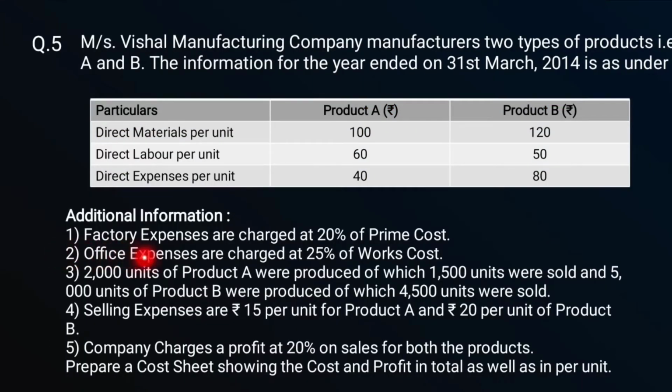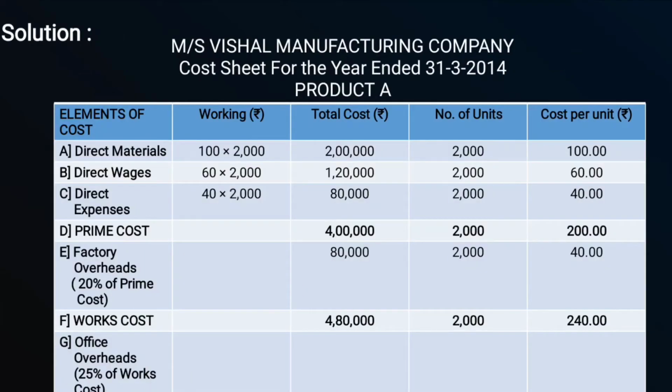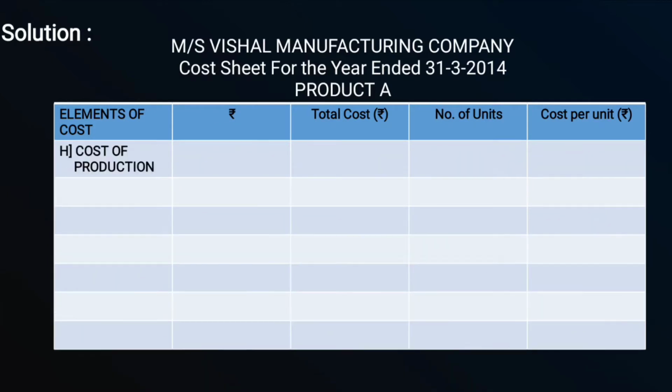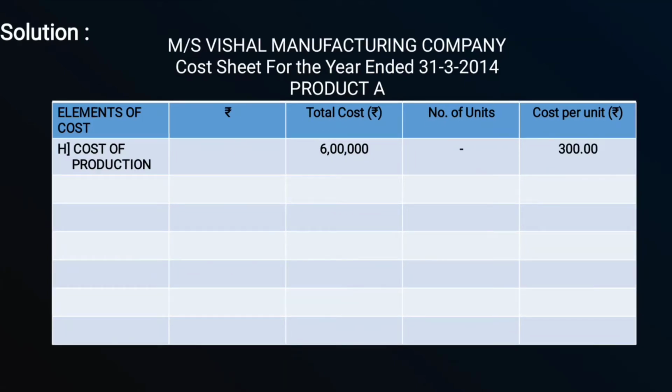Second, office expenses are charged at 25% of works cost. So 25% of works cost, that is ₹4,80,000. So 25% of 4,80,000 will be ₹1,20,000. Number of units will be 2000 and cost per unit will be rupees 60 per unit. Part H, cost of production. So the cost of production, total cost will be rupees 6 lakhs. Number of units will be nil and cost per unit will be rupees 300 per unit.